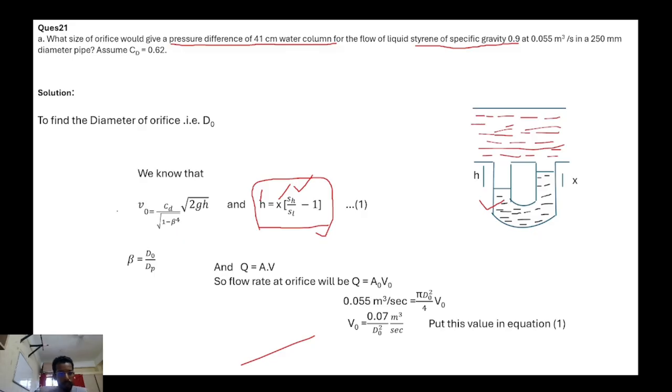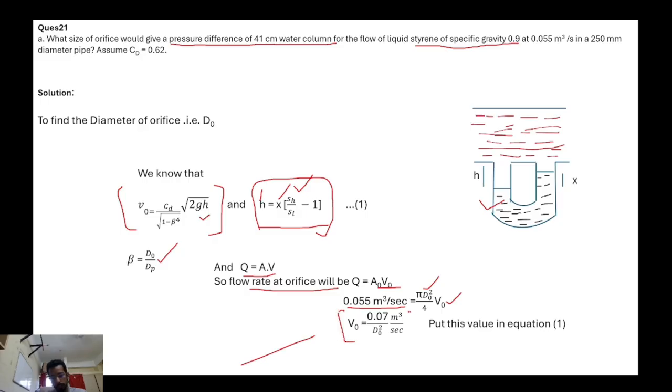Now we know that for calculating d naught we have a formula. We are given the flow rate. Flow rate Q is equal to A into velocity. That will remain constant throughout the pipe as well as at the orifice. So flow rate at the orifice will be A naught V naught. Q is equal to, as given, pi d naught square by 4, that is the area of the orifice, and V naught we have to find out. Ultimately we will get this value.